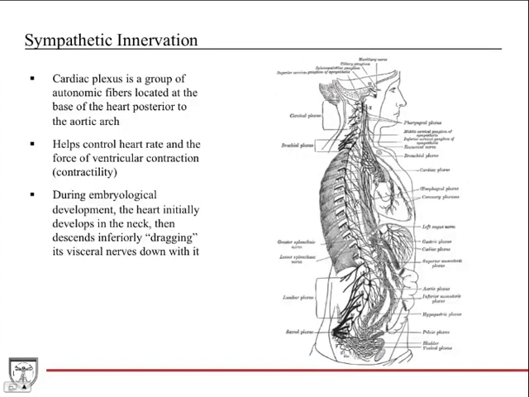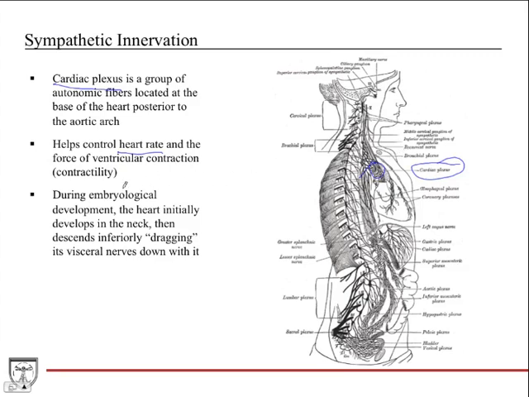And we'll start here with the sympathetic innervation of the heart. There's the cardiac plexus, which is a group of autonomic fibers. We can see that here in the diagram, and it's located in this region at the base of the heart, posterior to the aortic arch. What the sympathetic innervation specifically does is it helps control the heart rate and the force of ventricular contraction, which is physiologically defined as contractility.